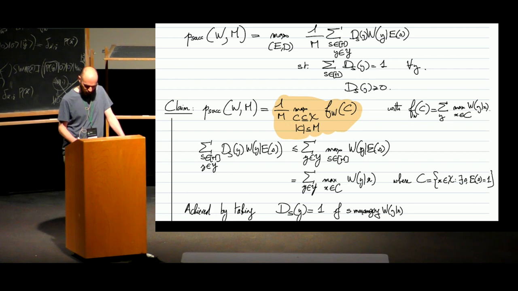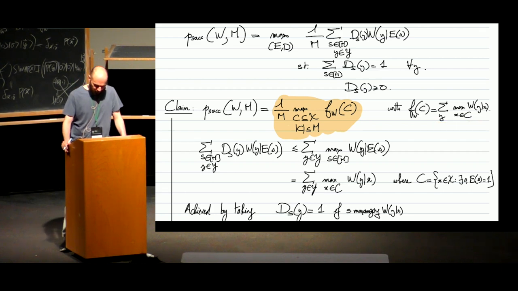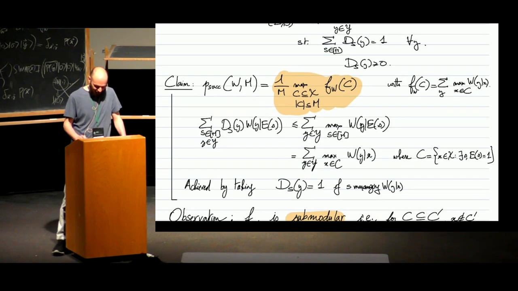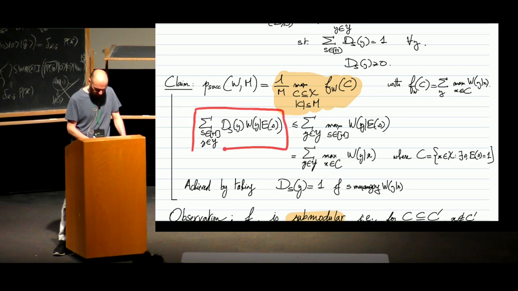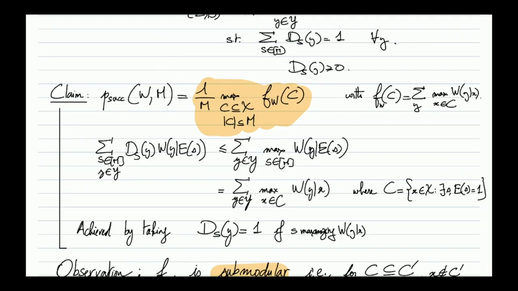Okay, so this definition is clear. And let's see very quickly why this is the case. Let's just look at the expression. This is the expression for the success probability. I removed just the 1 over M.